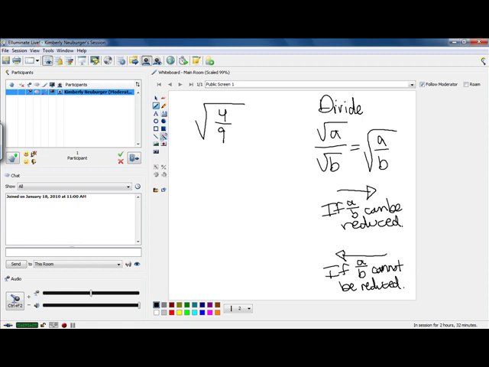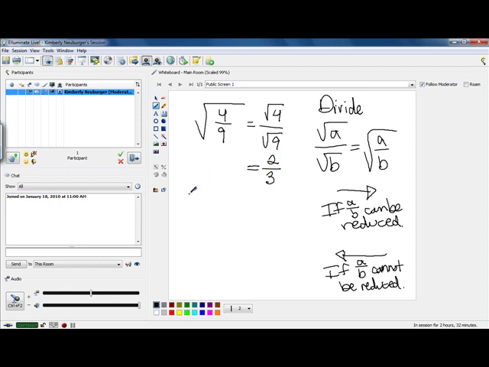So if we look at this problem right here, I cannot reduce 4 over 9. Since I can't reduce it, I need to use my rule going this direction and split this up. So I'm going to split it up into square root of 4 over square root of 9. And I can actually do square root of 4, it's 2, and I can do square root of 9, which is 3. And that ends up simplifying this problem for me.